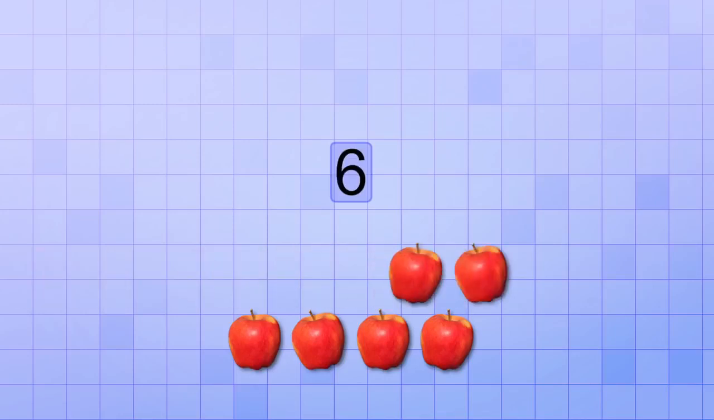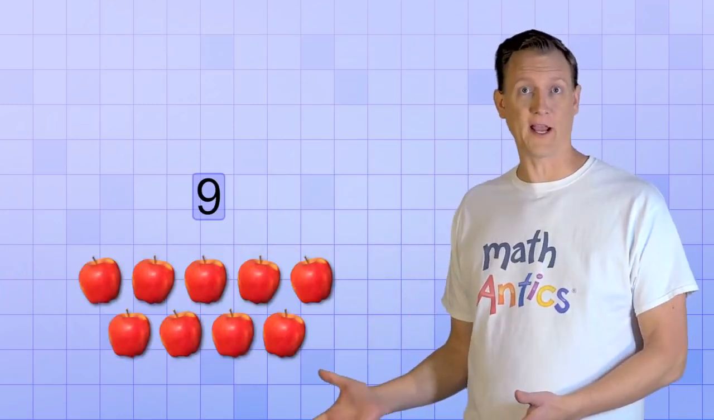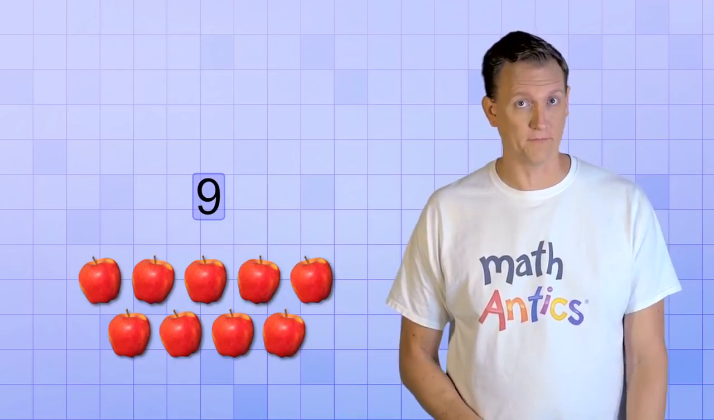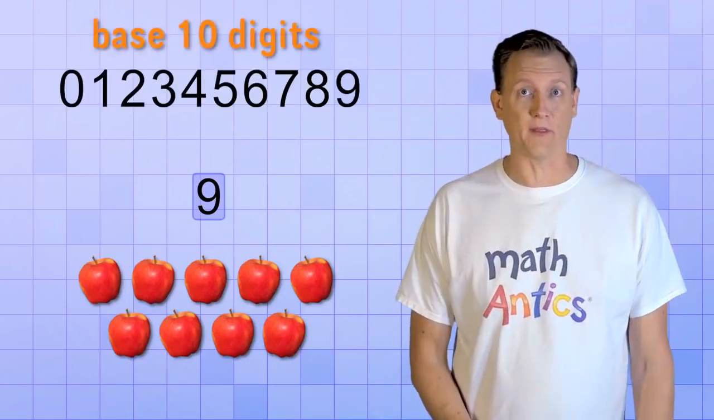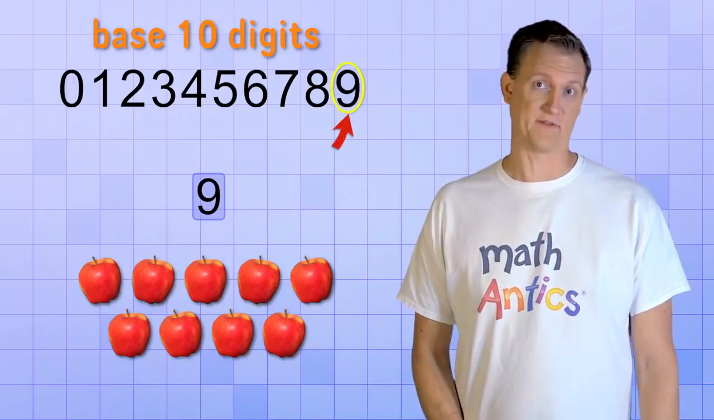For example, if we start with no apples at all, we put the digit 0 in the number place, because 0 means none. But then, as the apples start coming in from the orchard, we begin to count. 1, 2, 3, 4, 5, 6, 7, 8, and 9. Okay, now we've got 9 apples, but we've also got a problem. We've already run out of digits to count with. The highest digit we have is a 9, but there's a lot more apples left to count.